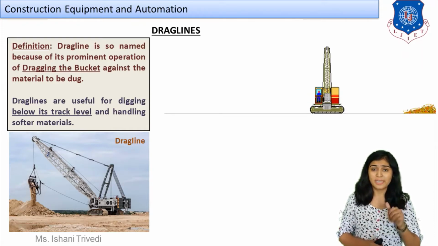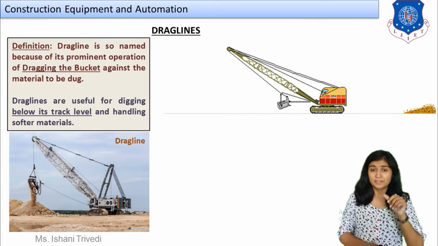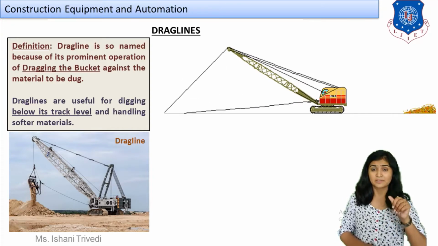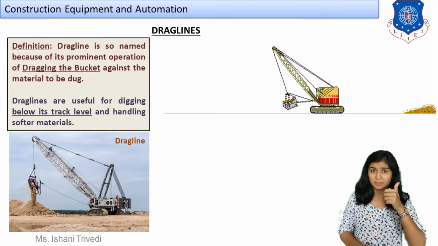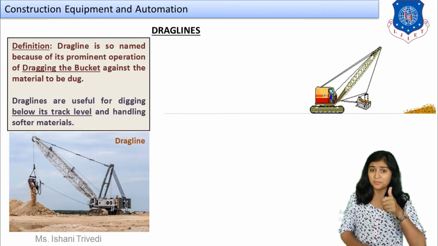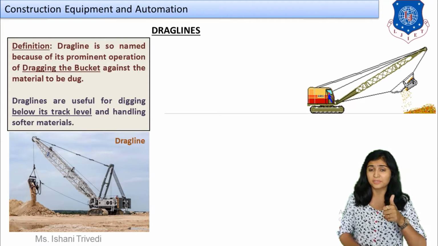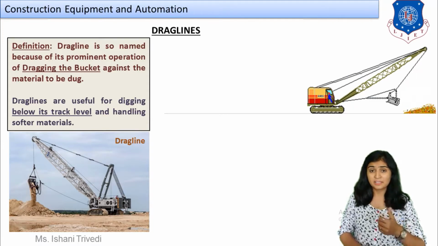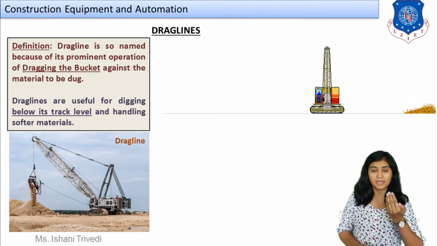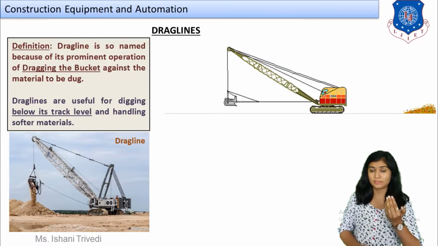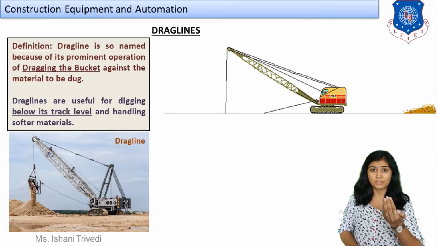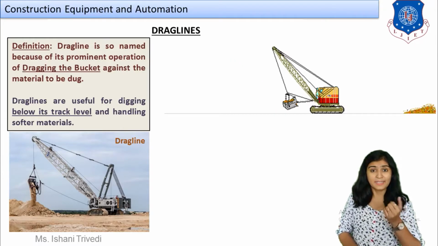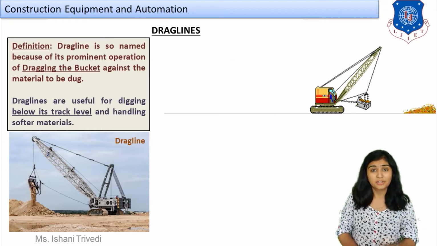So here the name is drag line, right? The name itself says drag, meaning you are going to drag the bucket. The mechanism of performing with the help of a drag line is such that you are going to drag your bucket against the soil which is to be dug. You are going to drag your bucket in a horizontal position. You can see right in front of you. It is running in the video clip as well.